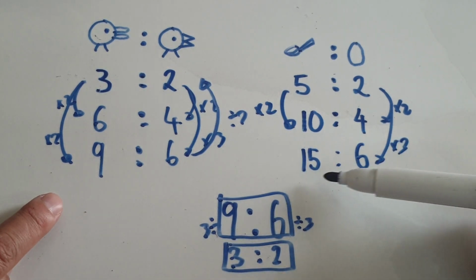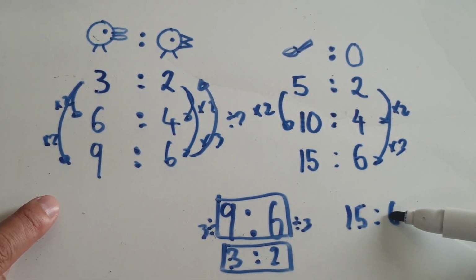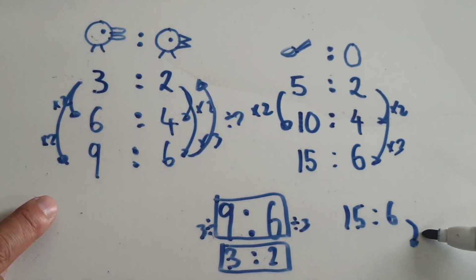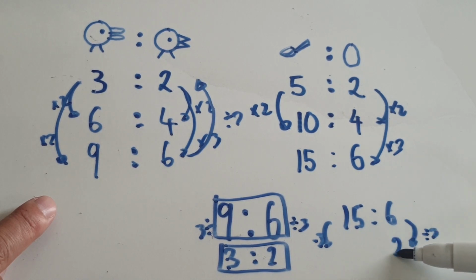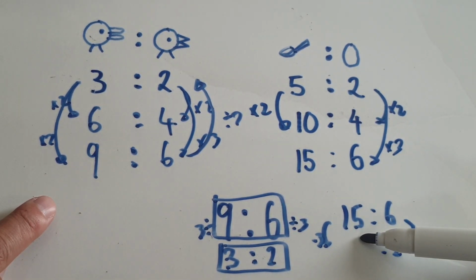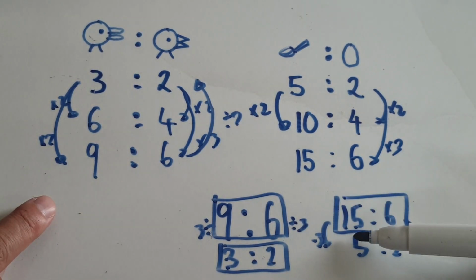So for example, this one here, rather than saying a ratio of 15 to 6, let's divide this by 3, divide this by 3. So that would be 2 and 5. So rather than using a ratio of 15 to 6, we would use a ratio of 5 to 2. Okay?